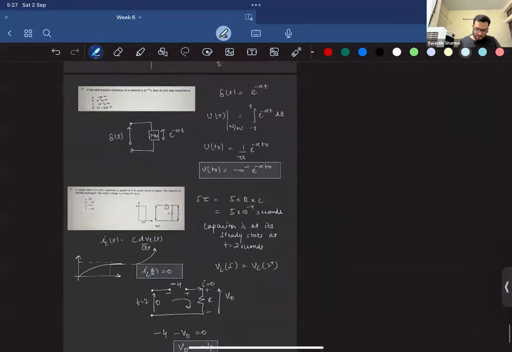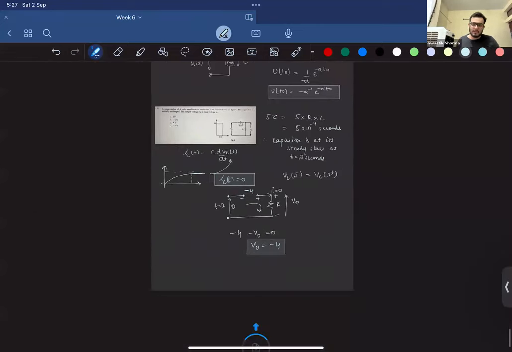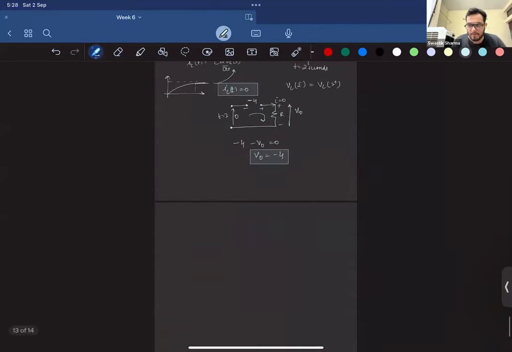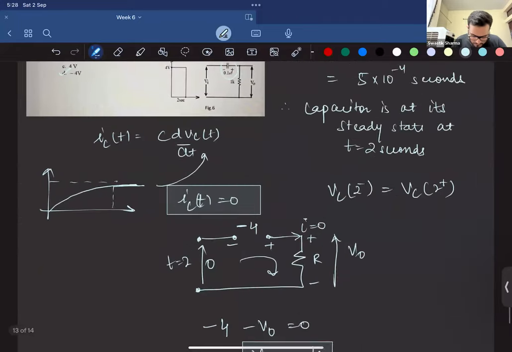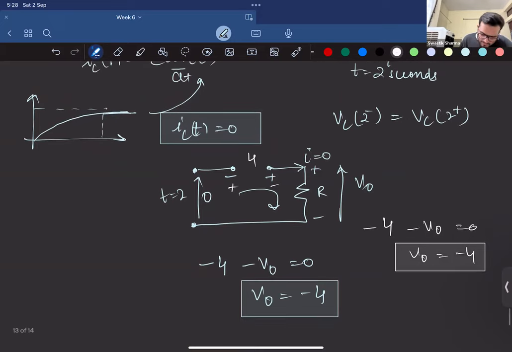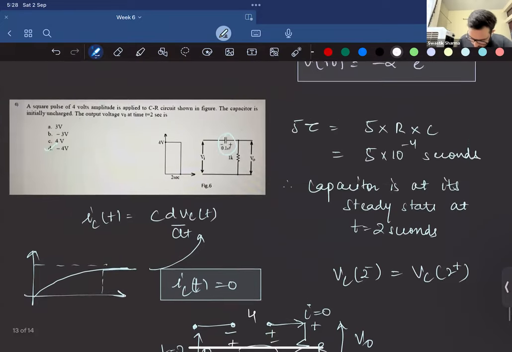So did you follow this question? You can see these questions don't have too much calculation. These are intuitive questions. You need to understand the intuition behind this question and how to solve these. Then only you will be able to solve these kinds of questions. Even if you would have kept it plus and minus, this would have been 4 minus 4 minus V naught equals to 0, and V naught would have been minus 4. But since the polarity is given in the question, I'm taking that into account. Great.